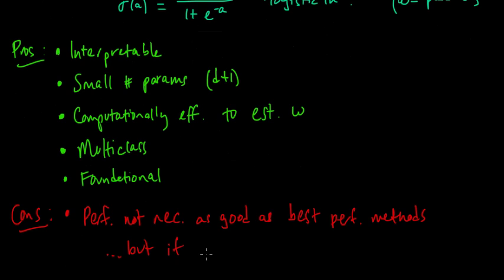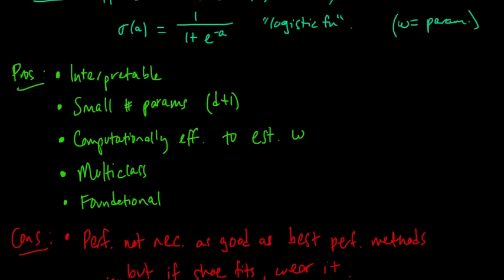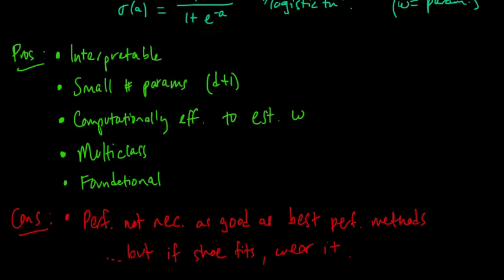But if the shoe fits, wear it. If it's an appropriate model for your problem, then it's perfectly fine. Okay, so I guess that's the only con I wanted to mention. And next, we're going to take a look at how to estimate this w parameter using maximum likelihood.